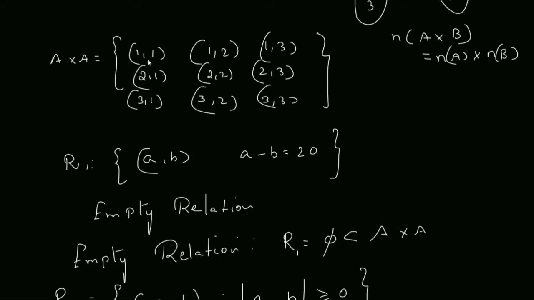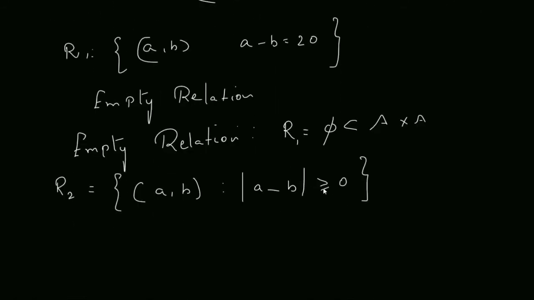So what is this 1 minus 1? 0. 1 minus 2, the difference, the magnitude, the modulus is 1. 1 minus 3, the modulus is 2. 2 minus 1 is 1. 2 minus 2, 0. 2 minus 3, modulus is 1. 3 minus 1, 2. 3 minus 2, 1. 3 minus 3 is 0. It is either 0 or greater than 0.